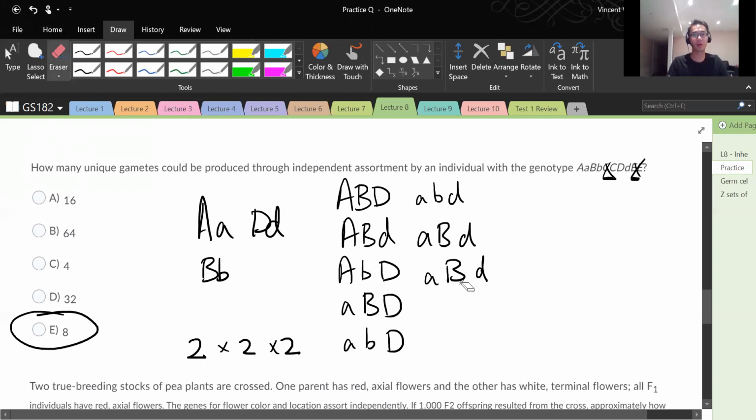1, 2, 3, 4. Oh no, we just have the same one, so I'm missing one of the big A ones. Sorry, I am not functioning right now. A, B, D, this one. Yeah, that's the missing one. Okay, so total of 8: 1, 2, 3, 4, 5, 6, 7, 8. But you don't have to list it out every time, right? You just have to do the multiplication to see what the answer is. Do you guys understand how I got 8?